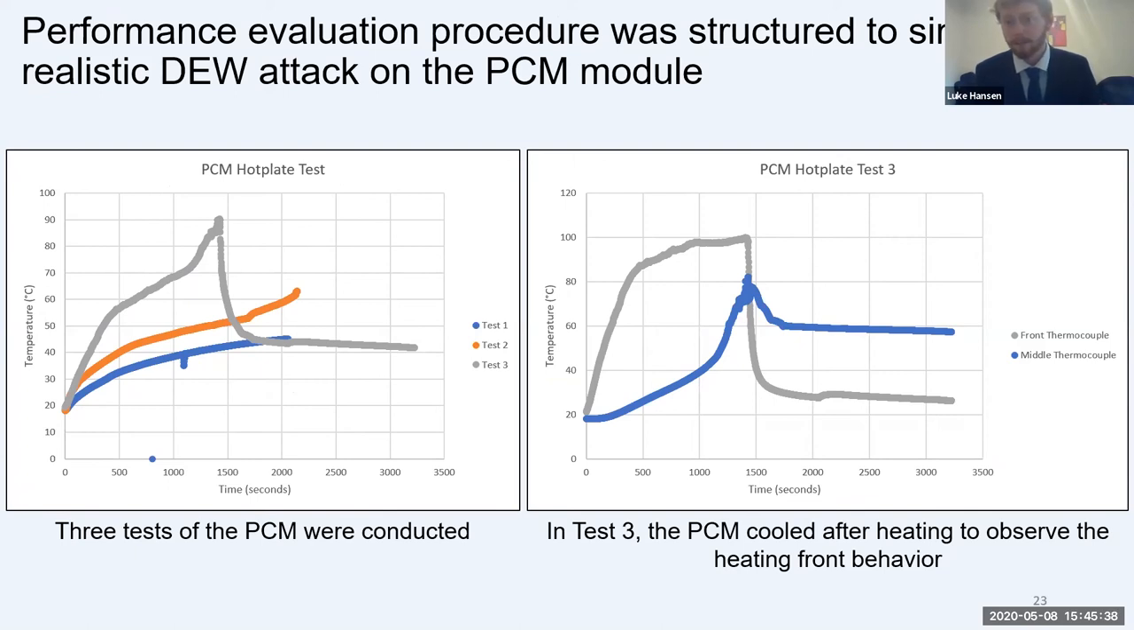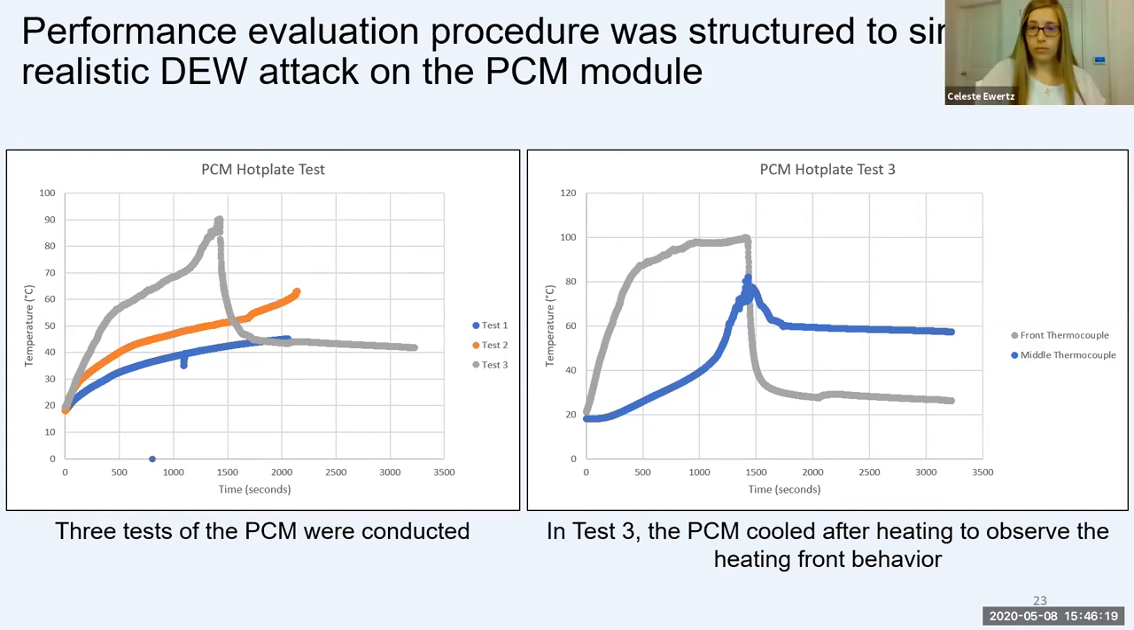The way we did this is we inserted two thermocouples inside the paraffin wax within the PCM module, one towards the front and one in the middle. Then we put the PCM module on a hot plate and put large amounts of thermal energy into the system, and we were able to look at the resulting temperatures. This first plot on the left shows three tests that we did in this manner. The first two tests were just done with smaller temperatures just to make sure the system was responding. The third test was done with larger temperatures and was also allowed to cool to see the results. The plot on the right is a more in-depth view of this third test.